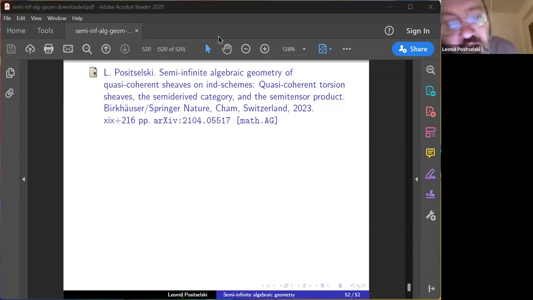So Dimitri asks whether I have a question of Floer homology in my semi-infinite algebraic geometry. No, I have to admit that I don't know what Floer homology is. So not as far as I can tell. Okay, that's a very precise answer.